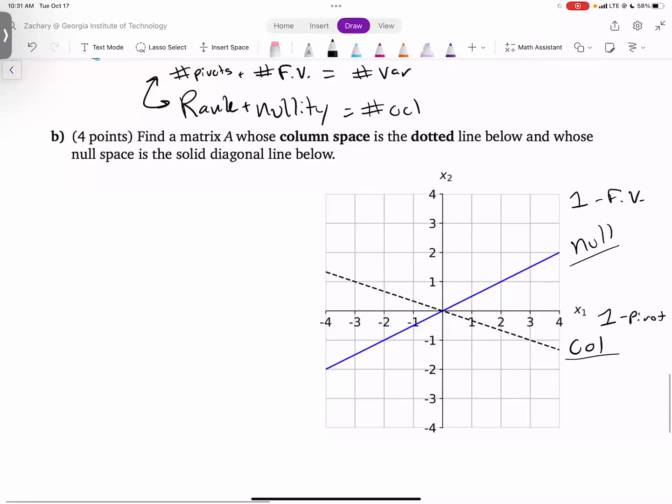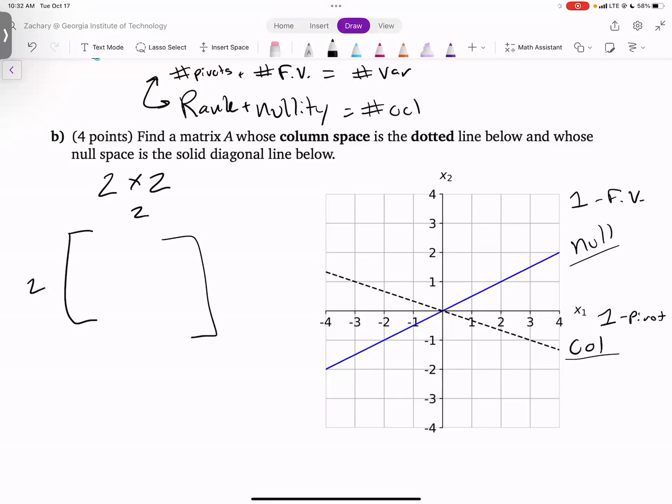Okay, so we know we have one free variable and one pivot, which means I have two columns. And since my column space is a line in R2, it means I have two rows as well. Okay, you can also just state that if both are plotted on a plane, you know it's a 2 by 2 matrix. So here is what I'm going to make my 2 by 2 matrix A.